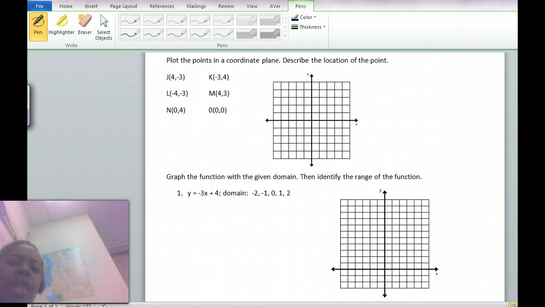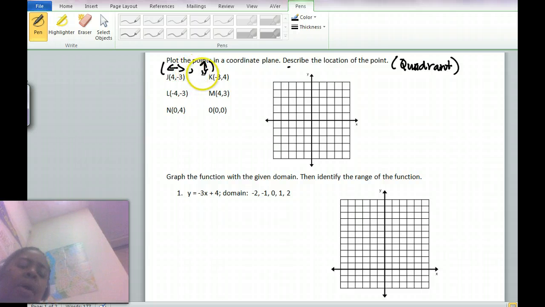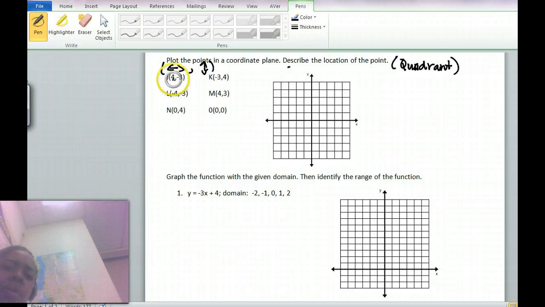For the next part, they would like for me to plot the points and describe the location. So when they say describe the location, they want you to tell them the quadrant. So for J, and remember, just because sometimes we forget, I like to write this as a coordinate, noting that the x is left and right, and my y value is up and down. So for J, I'm going to go 4 to the right and down 3. Always start at the origin. So 1, 2, 3, 4, and down 1, 2, 3. And I'm going to label that one as J.